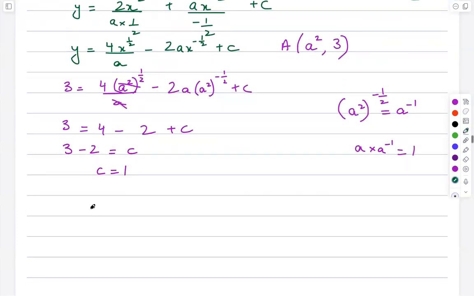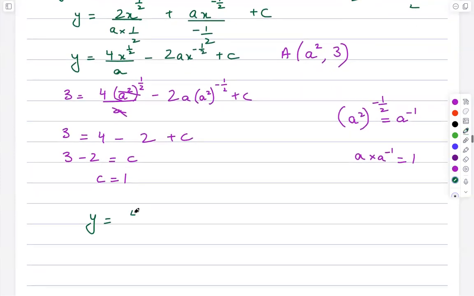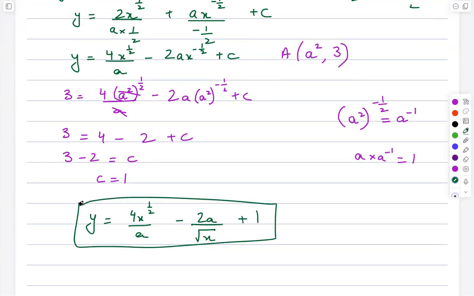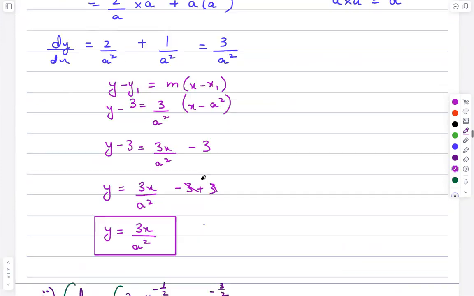We can now write the equation of the curve as y is equal to 4x to the power 1 upon 2 upon a minus 2a. We can write the x in the denominator as square root of x, and the value of c is plus 1. So this will be the equation of the curve in terms of a.